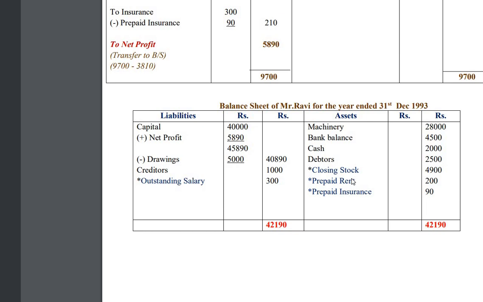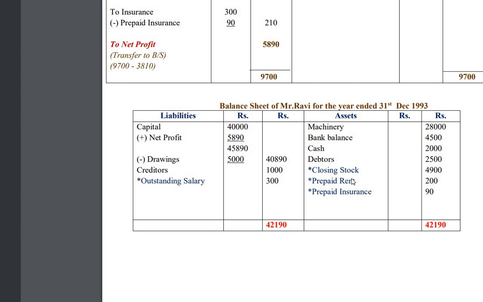The next one, the creditor. The next amount, outstanding salary. Here the adjustment, outstanding salary, has a double effect. One effect is given in the P&L account by way of adding, and the second effect is given in the balance sheet liability. Then moving to the asset side.